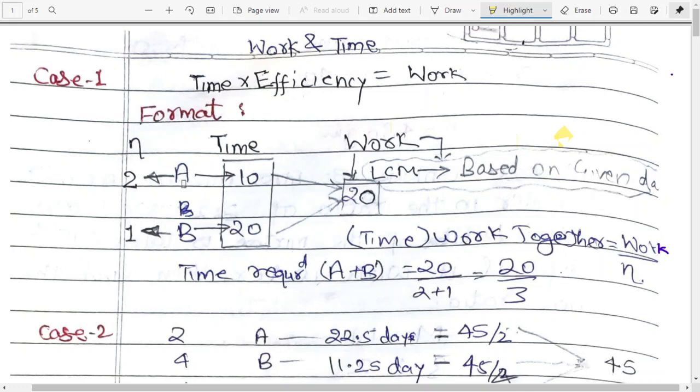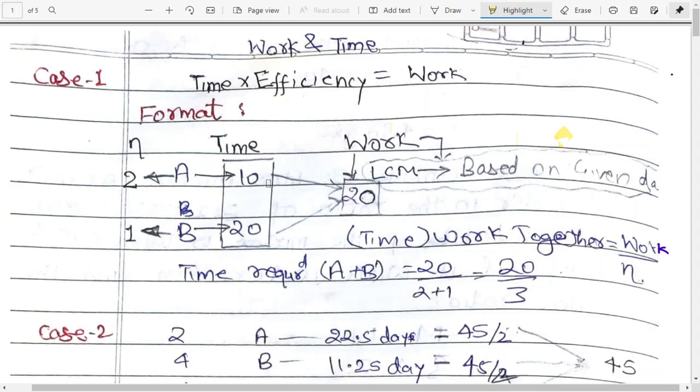Suppose A and B are two persons and they perform 20 units of work. There are different formats and patterns of work, which I will discuss later. Before that, there are 20 units of work and two persons A and B working. A requires 10 days, because sometimes the number of days or number of hours differ, so you can consider 10 days. Similarly for B, 20 days are required to complete that particular work.